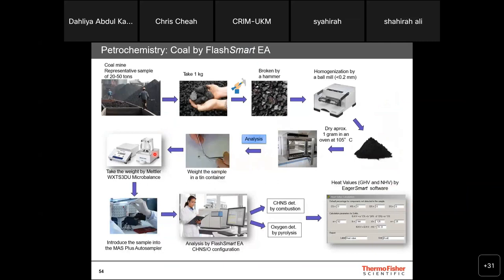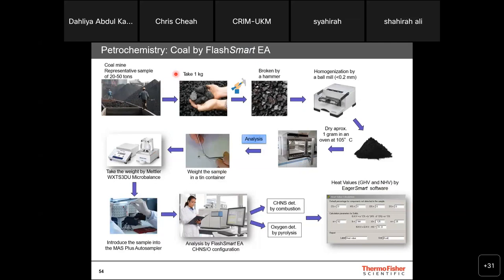So if we look into this in more detail, how do we prepare the sample? I mean the entire workflow. We talk about sample homogenization. We need to take a more representative sample. For example, at minimum, we would need to take about 1 kilogram.